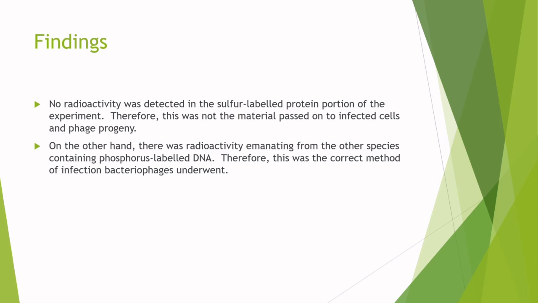In conclusion, radioactivity detected on the specimens where the DNA had been labeled with phosphorus indicated that this was, in fact, the material passed on to the phage progeny and the infected cells.